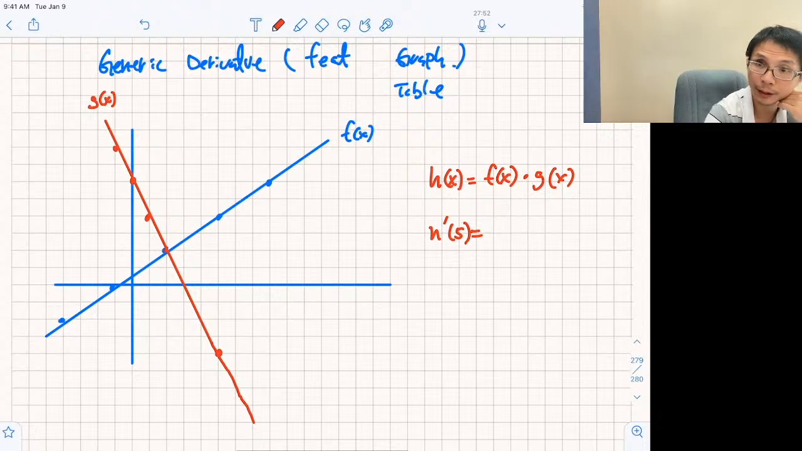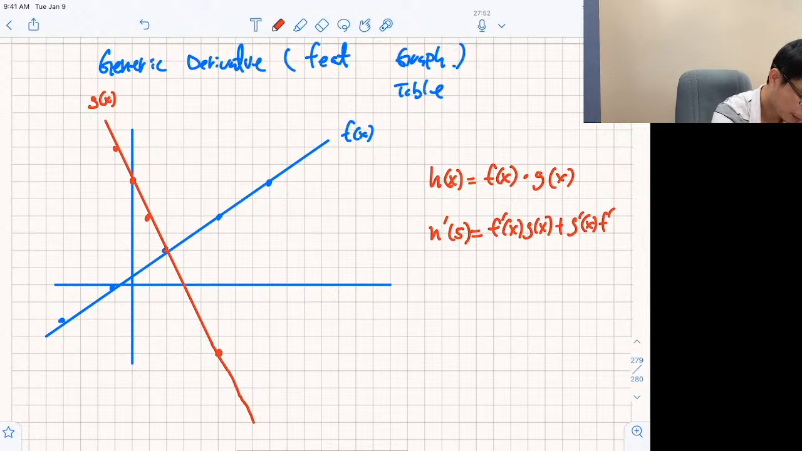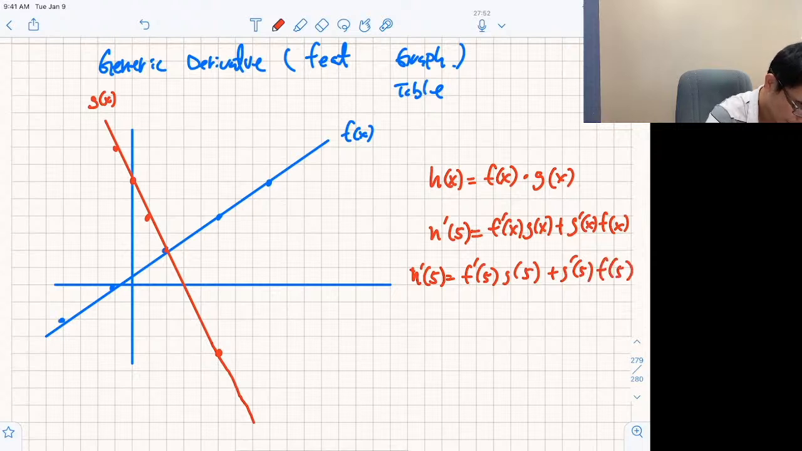So what will be the product rule in this case? f prime of x times g of x, plus g prime of x times f of x. Does that make sense? Yeah. So if I have h prime of 5, that means f prime of 5 times g of 5, does that make sense? Plus g prime of 5 times f of 5. Are we okay here?